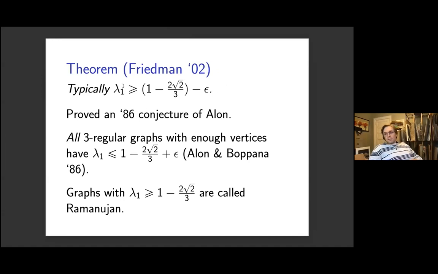And this doesn't follow from the old result on the bulk. The result on the bulk of the spectrum just said that most eigenvalues are bigger than 1 minus 2 square root 2 over 3. This actually gives you that all the eigenvalues are typically bigger than 1 minus 2 square root 2 over 3 minus epsilon. So again, a more formal statement would say that for all epsilon, the probability that lambda 1 is bigger than this number goes to 1 as the number of vertices goes to infinity.